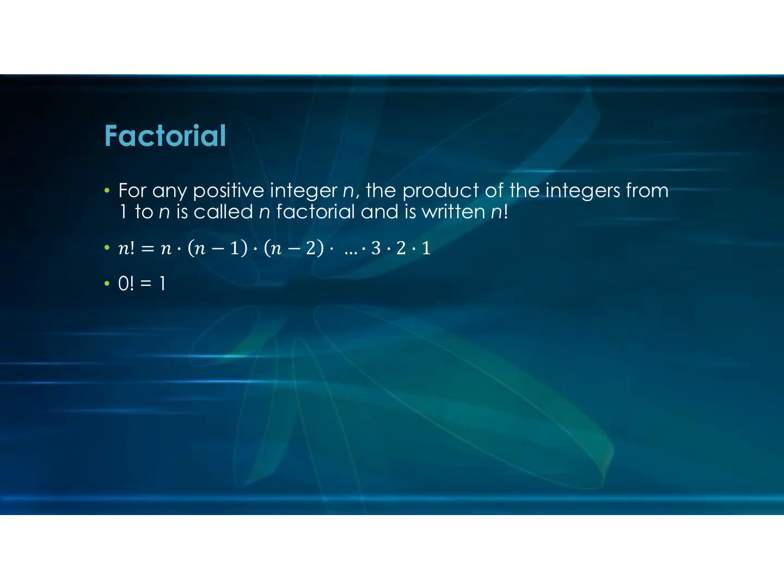All right, factorial. Please pay attention to this. It says for any positive integer n, meaning any number, the product of the integers from 1 to n is called n factorial and is written as n factorial. So please do not say number exclamation mark. It is not an exclamation mark. It is called a factorial. This is how it's stated. The number factorial. So giving you an example of what that looks like.